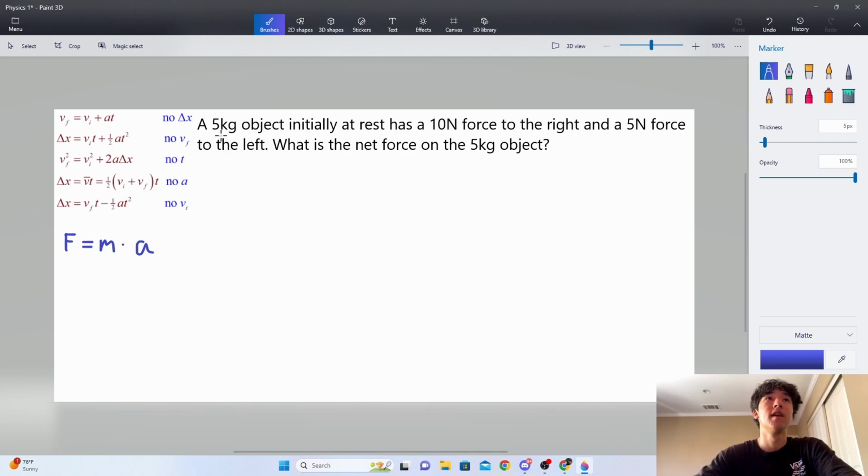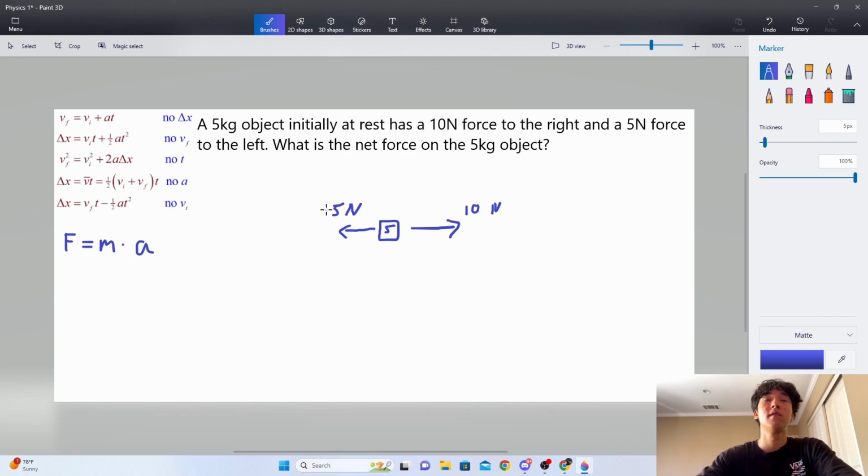So a 5 kilogram object initially at rest, right? So velocity initial is 0. So there's an object right here. It's 5 kilograms. And it has a 10 Newton force to the right. And a 5 Newton force to the left. So this is super easy. What is the net force on the 5 kilogram object?